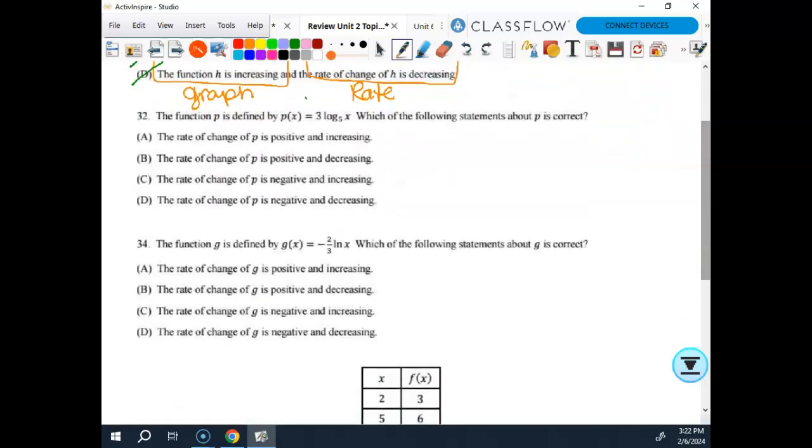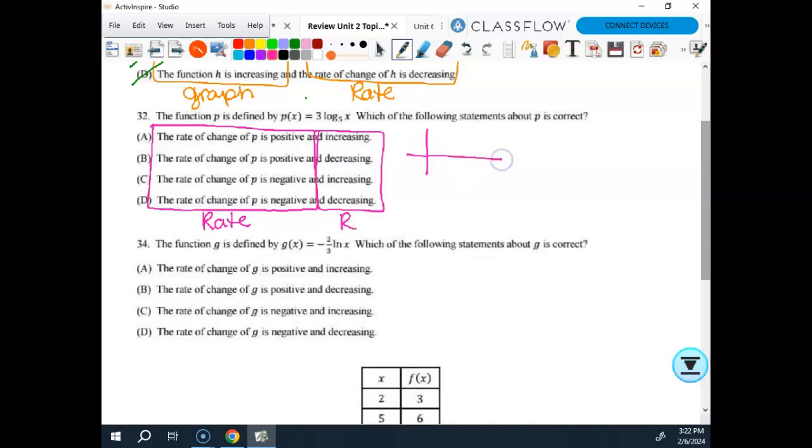Then we have the rate is either positive or negative. So that's the rate. And either decreasing or increasing. This is also the rate. But I still need the graph to be able to figure this stuff out. So log graph, the 3 doesn't really affect my little sketch here. Do the fun chart. Oops, rate.